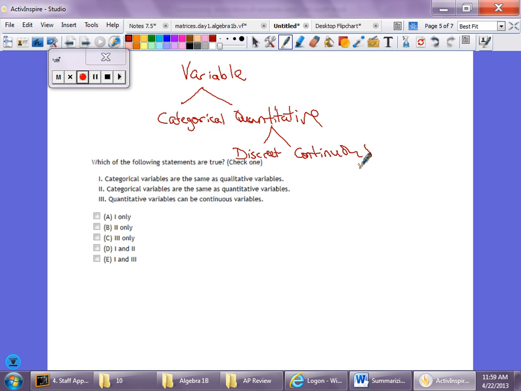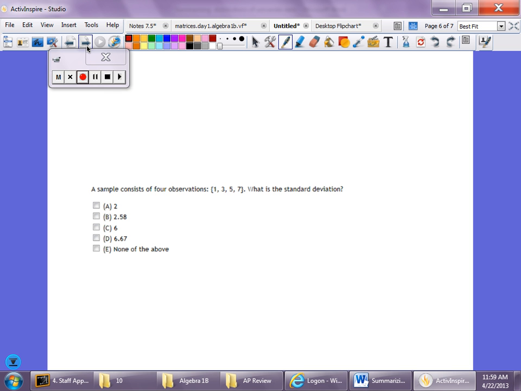Okay. Next problem. A sample consists of 4 observations, 1, 3, 5, 7. What is the standard deviation? Do not even think about calculating this by hand. You should be using your calculator, putting your data into L1, running stat calc 1, and getting your one variable statistics. Question, do we want S sub x or do we want sigma sub x? There's a key word that you have to identify to know. Sample. It tells us it's a sample. So which is the correct standard deviation? S sub x. We want a sample standard deviation.